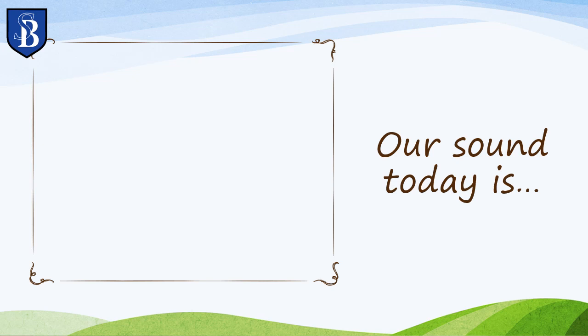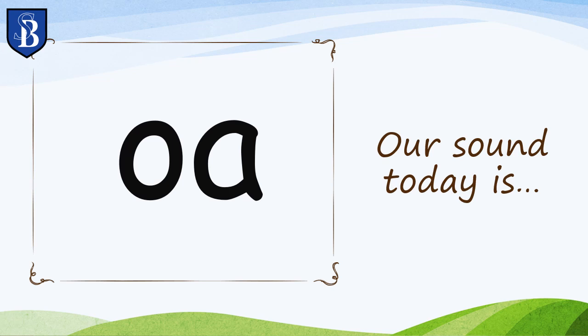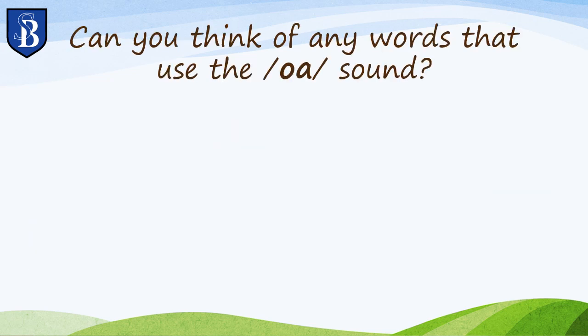We're thinking about a new sound today. Today our sound is O. It's a digraph written using the letters O and A. Can you think of any words that use the O sound? Pause the video now and talk to your adults at home about all of the words that you can think of. You could even try to write them in a list. If you're feeling super confident, you might want to try to include some of them in sentences. Then when you're ready, press play and we'll look at the words that I thought of today.